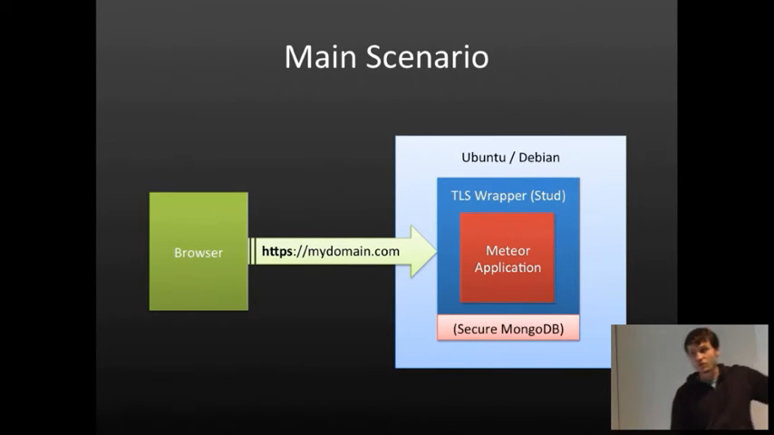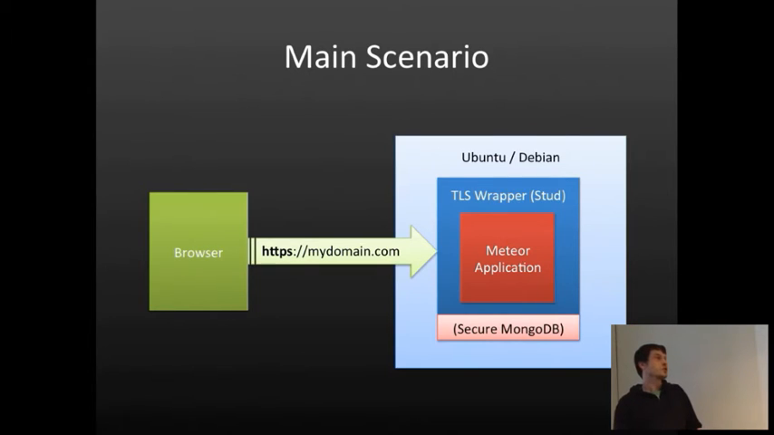So far, only Ubuntu or Debian flavors are supported by Meteor-Up. We accidentally tried to run it with CentOS, and it runs into some operation where it requires root, but it's not scripted like that, so it doesn't work. So it's only running on Ubuntu or Debian, which is all right, I guess. You have the TLS wrapper around your application, you have your Meteor application inside and a secure MongoDB, which you can only access from that machine.